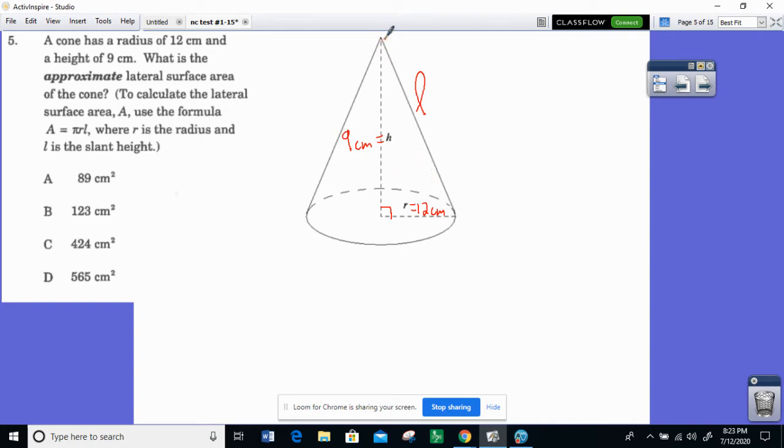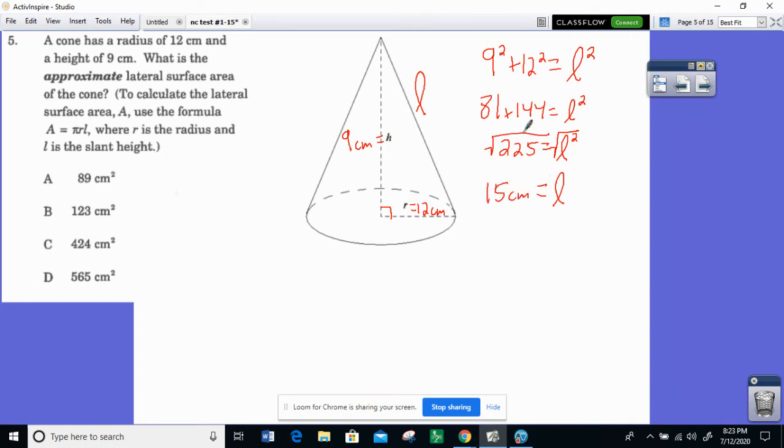So since this is a right triangle between the height, the radius, and the slant height, we can do the Pythagorean Theorem to solve for the slant height. So that's going to be 9 squared plus 12 squared equals the slant height squared. So that's 81 plus 144 equals the slant height squared. 81 plus 144 is 225. Then to figure out what the slant height is, we need to take the square root of both sides. So the slant height is going to be 15 centimeters.